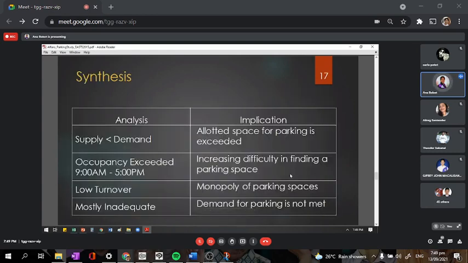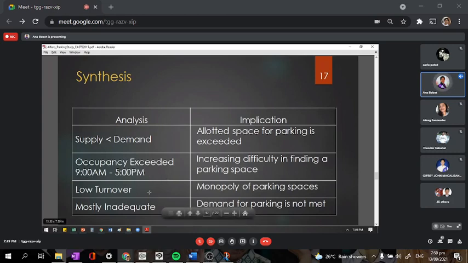Okay, so then analysis and synthesis. The analysis should show that demand is greater than the supply. That means the area is under supply. Parking is lacking. So demand is greater than supply. Where does the occupancy exceed? It's between 9 a.m. to 5 p.m.